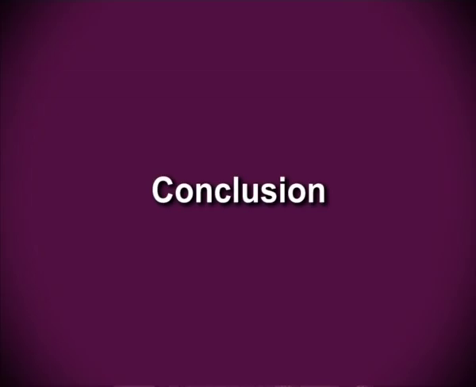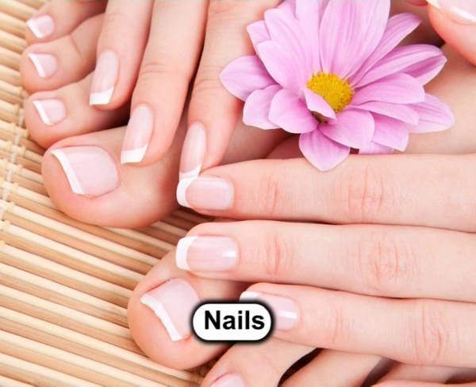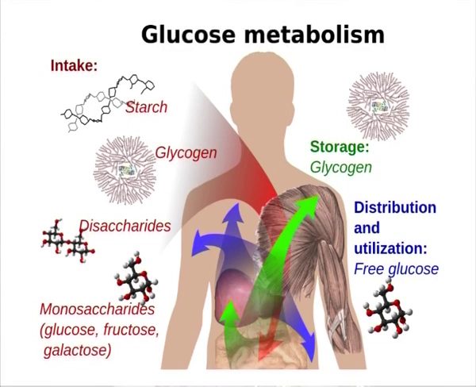Coming to the conclusion of today's episode, proteins are complex organic compounds. The basic structure of protein is a chain of amino acids. They provide energy for the body. Proteins are important component of every cell in the body. Hair and nails are mostly made up of proteins. Our body uses protein to build and repair tissues, to make enzymes, hormones and other body chemicals.